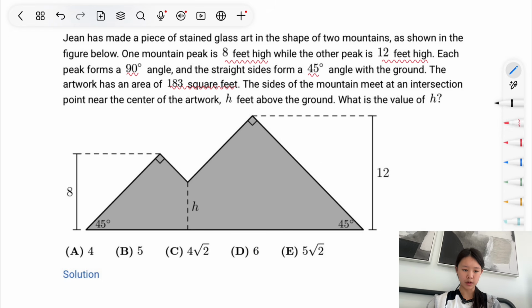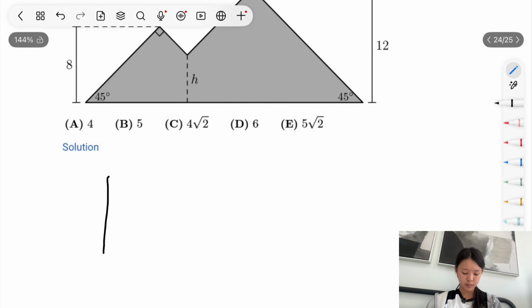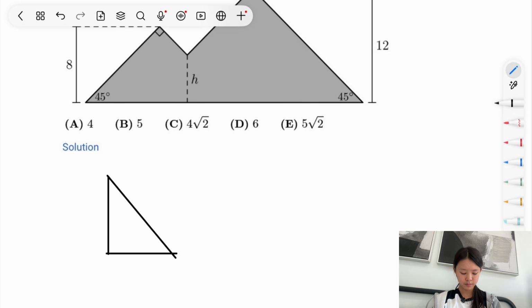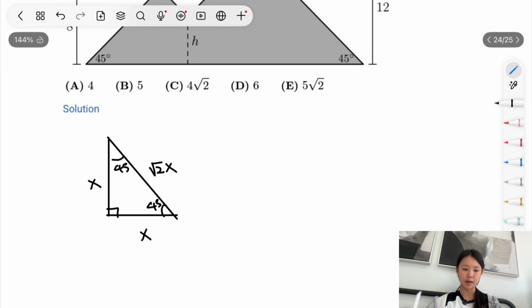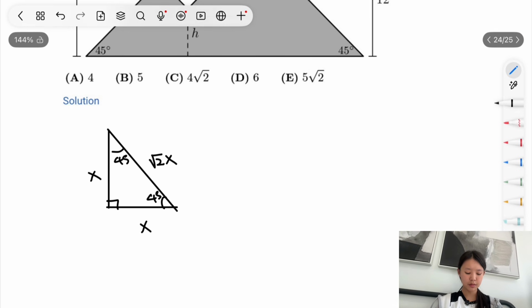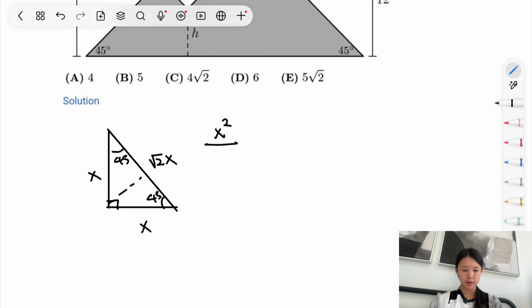So when you have a 45-degree angle, it means that you have a 45, 90, 45 triangle. So you get 90 degrees and then 45, 45. That means that these are equal sides x, and the other side is square root of 2 times x. If you want to find the ratio of the side length to the height, it would be x squared divided by square root of 2 x, which equals square root of 2 x divided by 2. And so this is the length of that part.